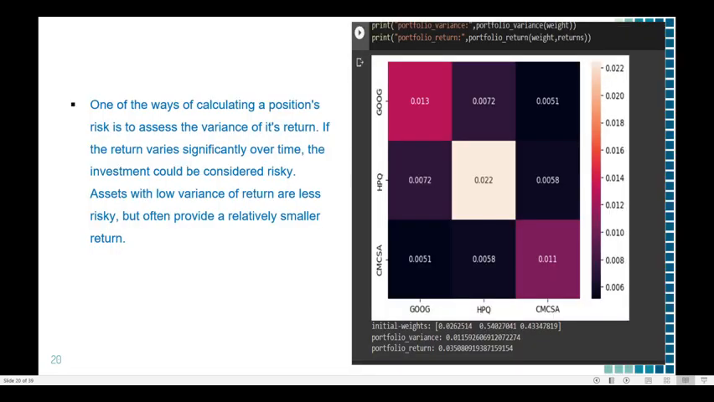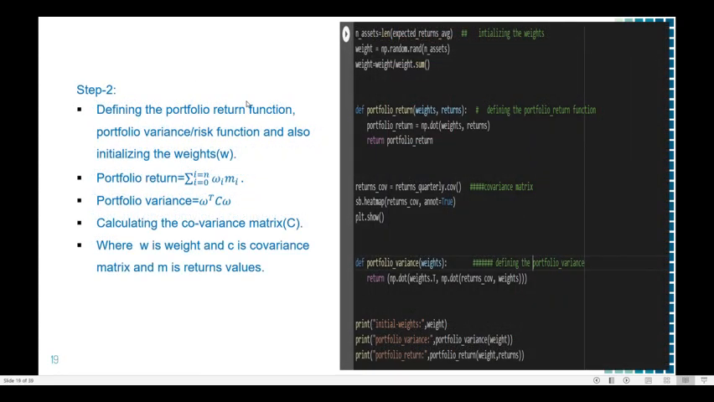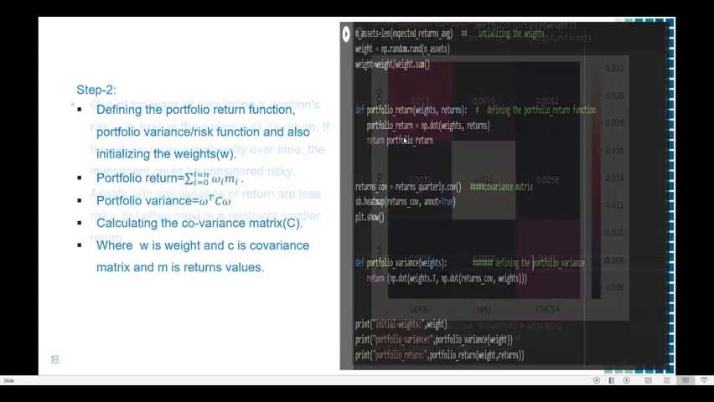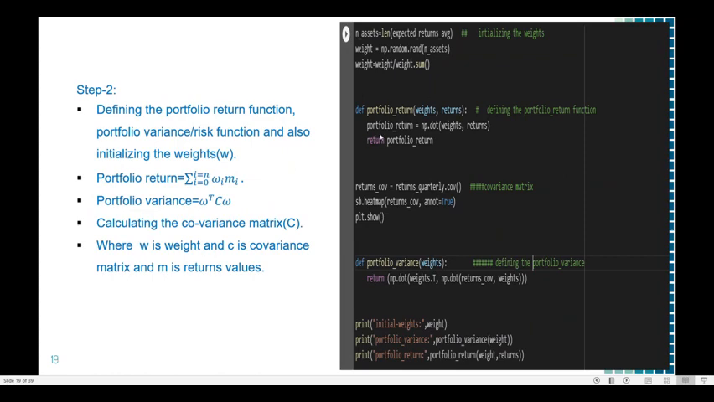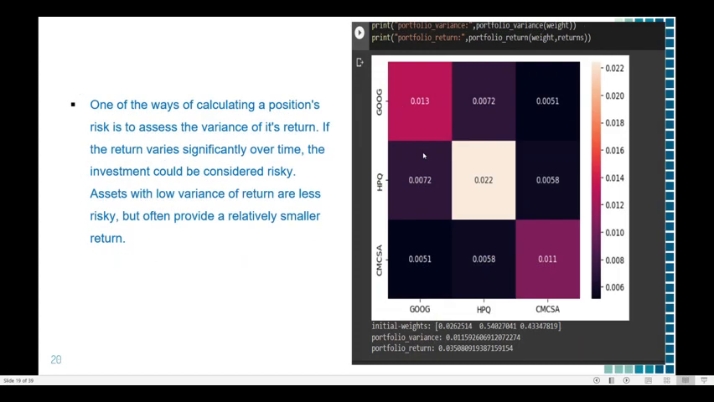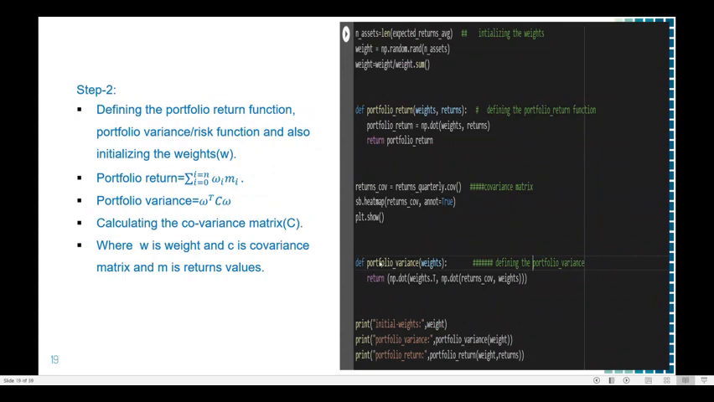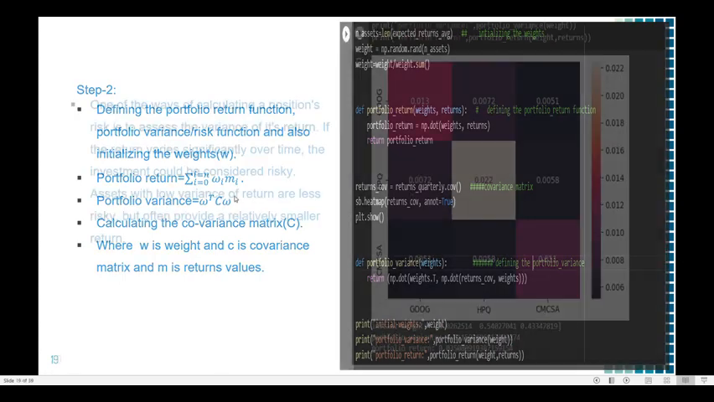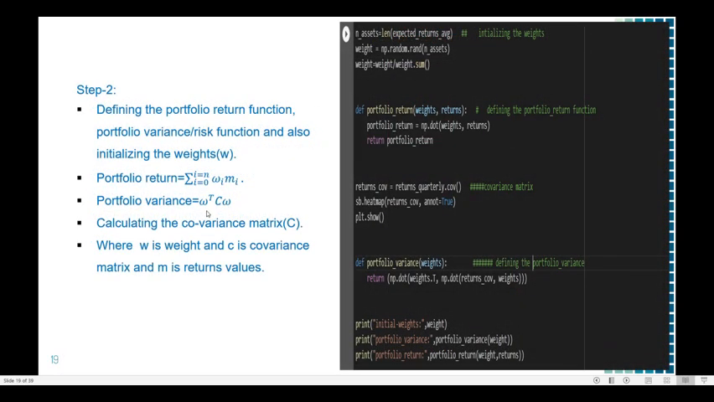The next step is to define the portfolio return function, which is weight times return, which means mean. Next we define the portfolio variance, that is omega transpose times C, where C is the covariance matrix and omega is the weight of the stocks.